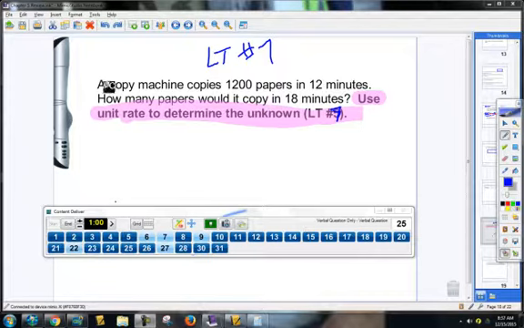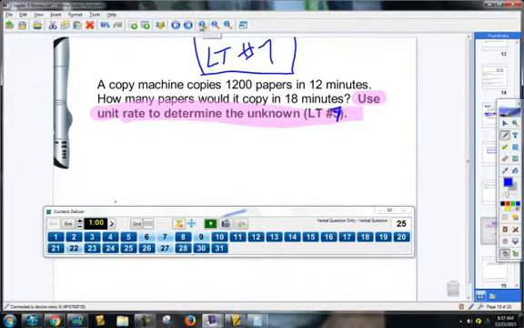Okay, so this question right here is learning target number 7. This is the one I told you that I'm going to be very picky about how I want it done. A copy machine copies 1,200 papers in 12 minutes. Is that my fake ratio, guys? Yes, that is my fake ratio. How many papers would it copy in 18 minutes? Use unit rate to determine the unknown.